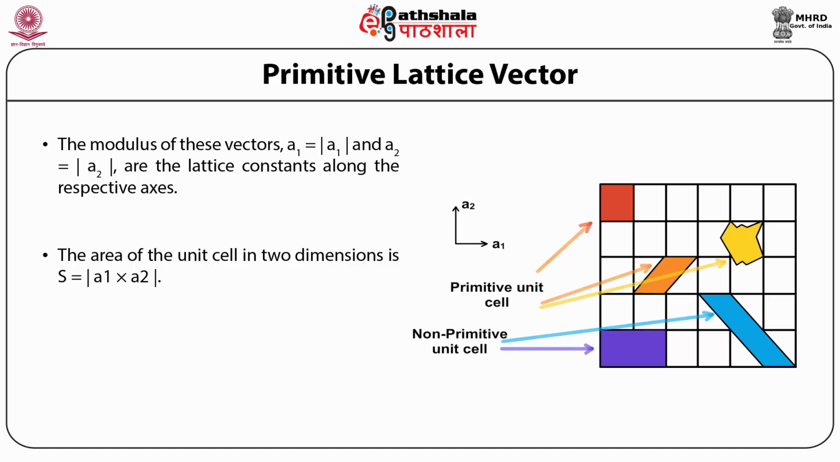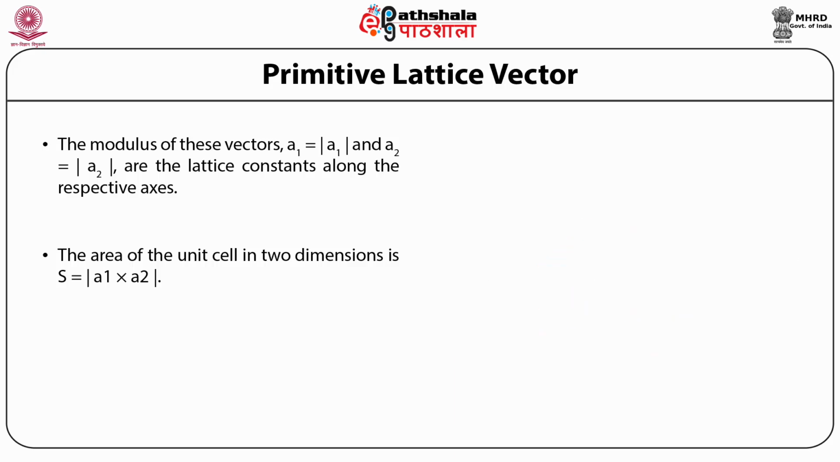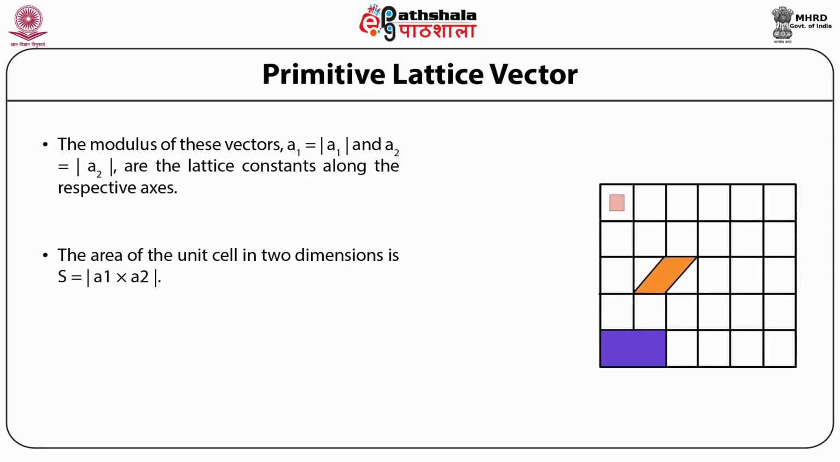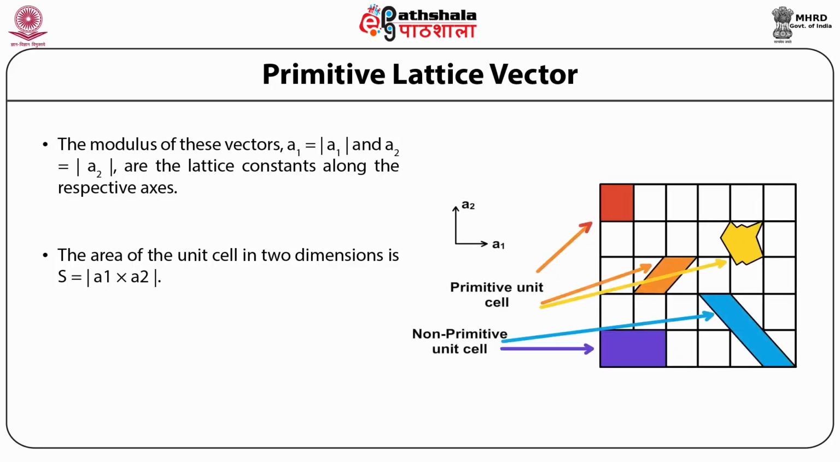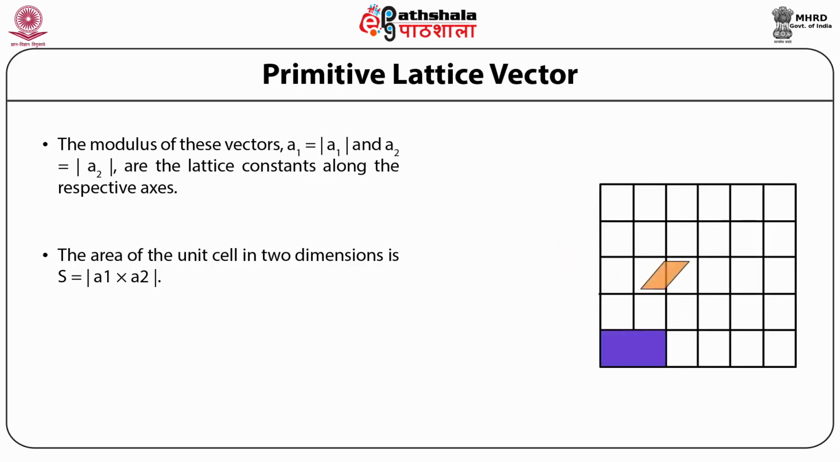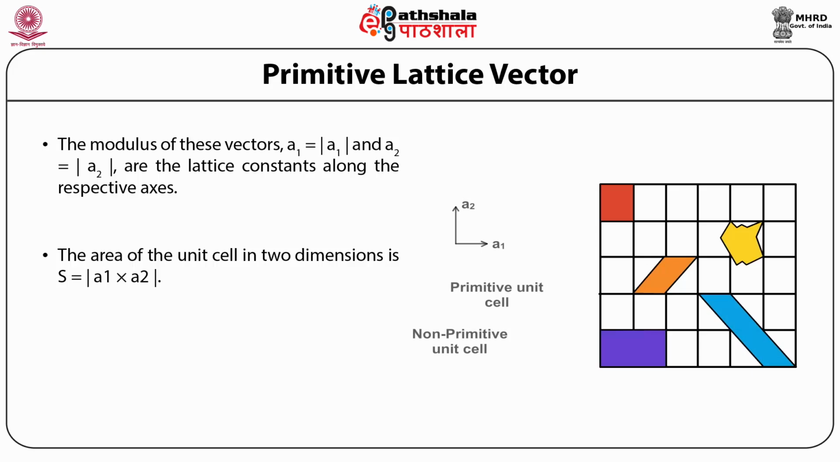And on this top right corner you can see that there is some irregular pattern drawn. So it shows that if the area of this irregular pattern is the same as that of the primitive cell, then this can also be a primitive cell, but the area has to be the same. So that is the condition for this. Now it is written here, the area of the unit cell in 2 dimensions, S, is defined as a1 multiplied by a2. So in all these primitive cells the area is the same.